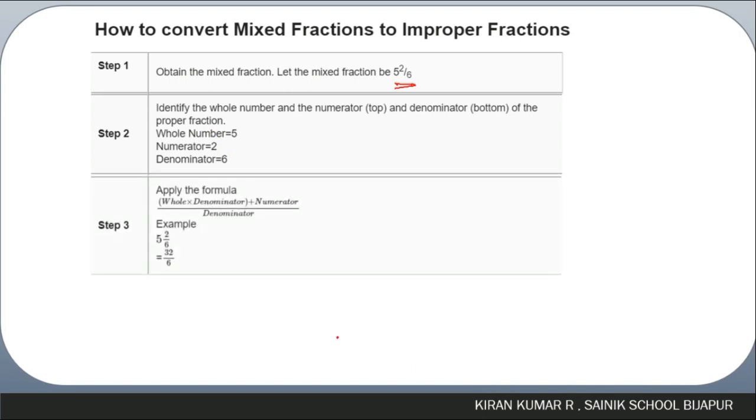Apply the formula. Whole number multiplied by the denominator added to the numerator, upon the denominator, will give us the improper fraction. Here 5 is multiplied by 6 and then added to 2, divided by 6, will give us 30 plus 2 divided by 6, nothing but 32 upon 6. So this 32 upon 6 is an improper fraction. 5 2 by 6 is a mixed fraction.